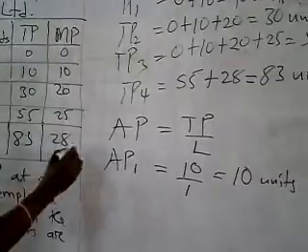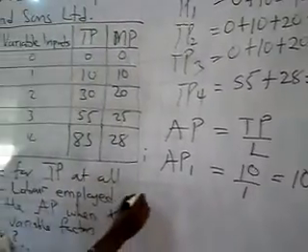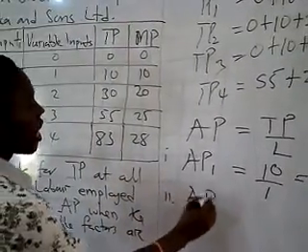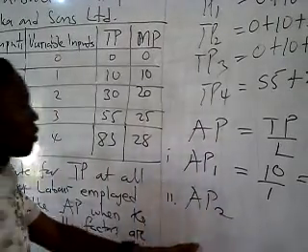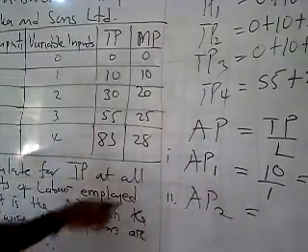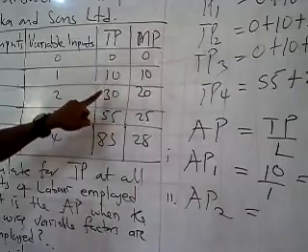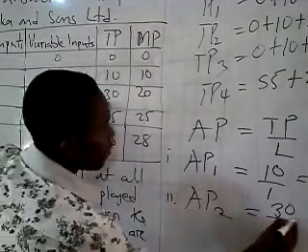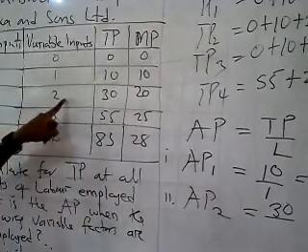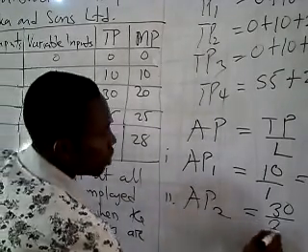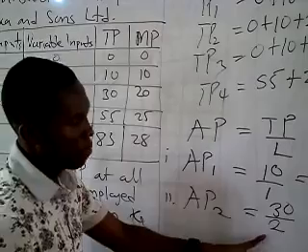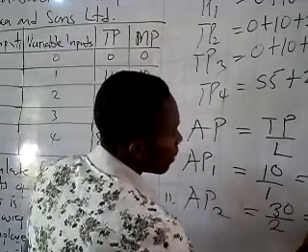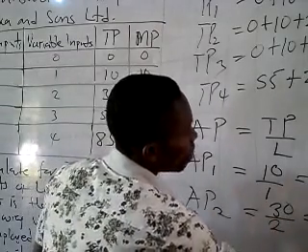The next one, so this is I. Average product 2 will be total product, the second unit, which is 30, divided by the second quantity of variable factor employed, which is 2 units. So 30 divided by 2 will get 15 units.